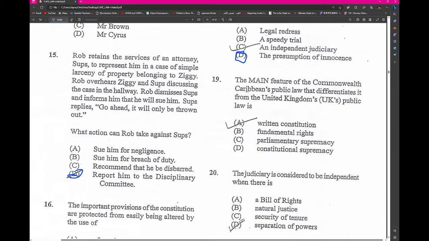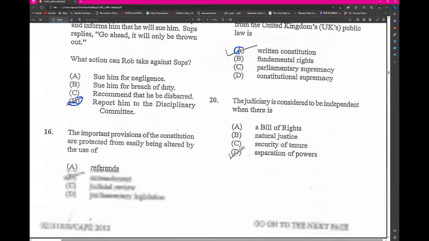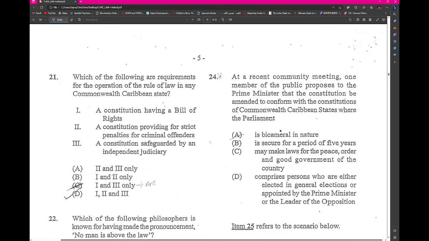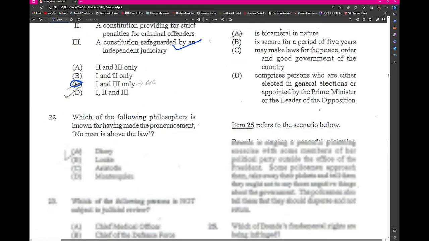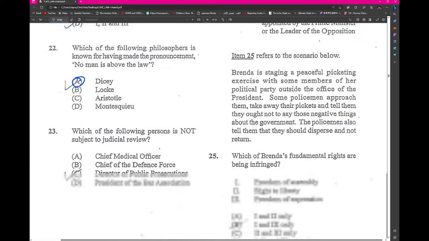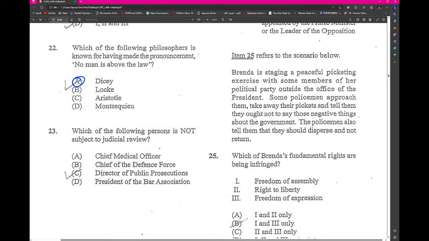The main feature of the Commonwealth Caribbean public law that differentiates it from the United Kingdom's law is that the judiciary is considered to be independent when there is separation of powers. 21. Which of the following are requirements for the operation of the rule of law in any constitutional state? Right, there must be 1 and 3. Which of the following philosophers is known for the pronouncement no man is above the law? Dicey.